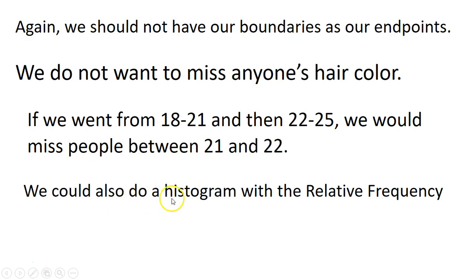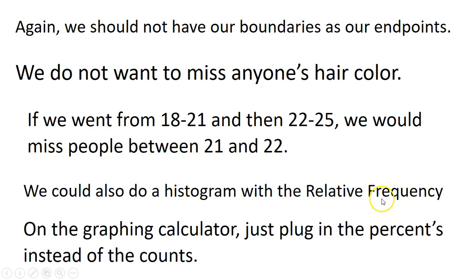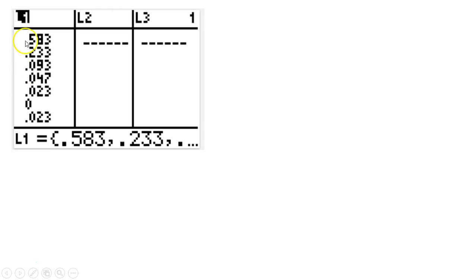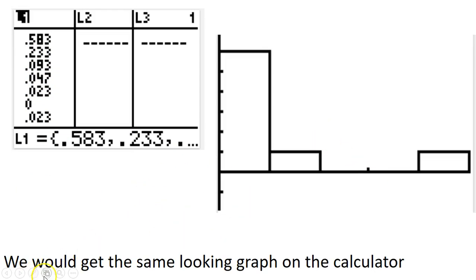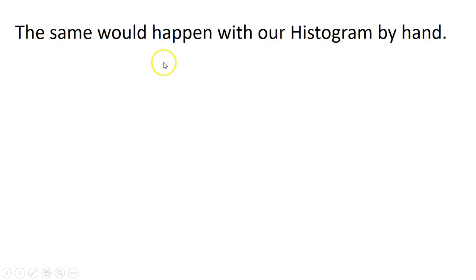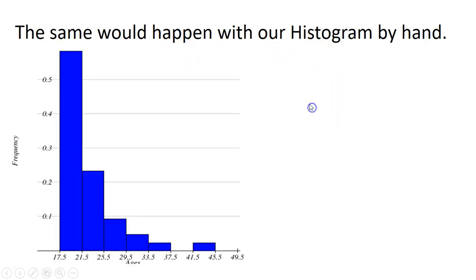We could also do a histogram with the relative frequency. On the graphing calculator, just plug in the percents instead of the counts. So if I plugged in the percents of each one in there instead, we would get the same looking graph on the calculator, the same exact one. Same idea, same shapes. You wouldn't even have to put the counts. You could put the percents in there. That's basically what I'm trying to show you. The same would happen with our histogram by hand.